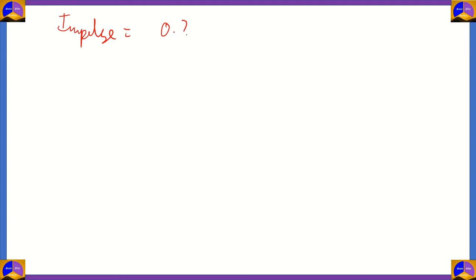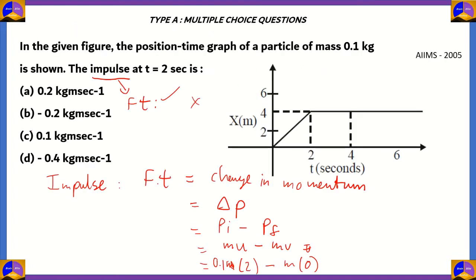So the impulse is 0.2 minus 0, so the impulse is equal to 0.2, and the unit is in terms of momentum, kilogram meters per second. So 0.2 kilogram meters per second is the correct answer, so option A is the correct option.